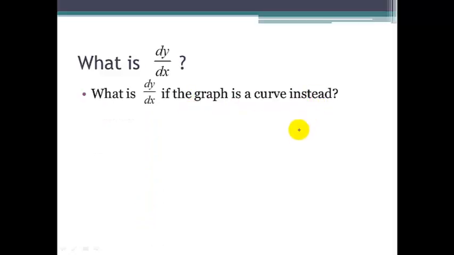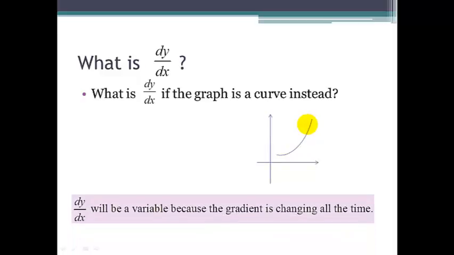If the graph is a curve instead, then what do you expect your dy/dx to be like? Here we have a curve. Now notice that throughout the curve, the gradient changes. It is not constant like in the linear graph. Therefore, we will expect dy/dx to be a variable. It will keep changing because the gradient is changing all the time as x changes.